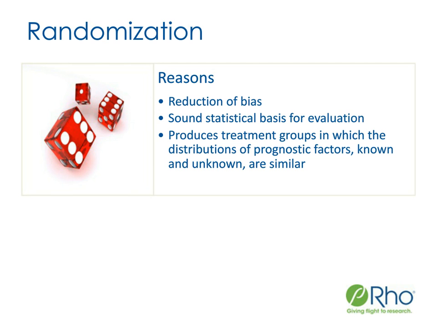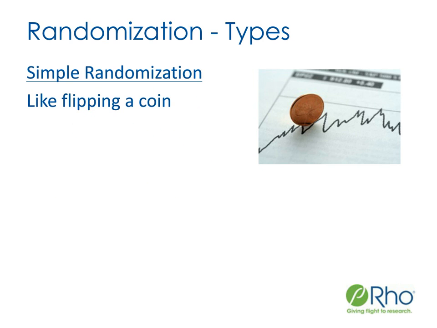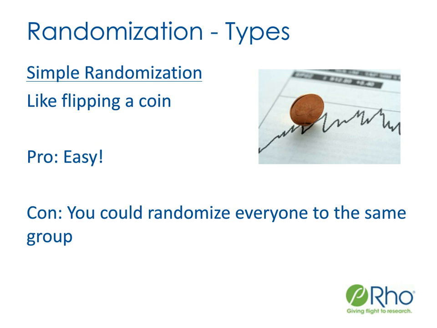The first type of randomization we're going to discuss is simple randomization. It is the easiest type of randomization, and it is like flipping a coin. However, the risk is that you could randomize everyone to the same treatment group. After all, even though it is rare, it is possible to flip a coin 100 times and get all heads.